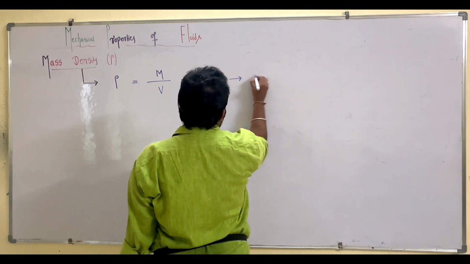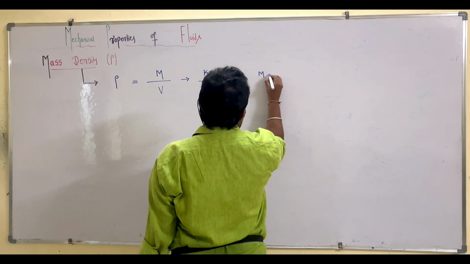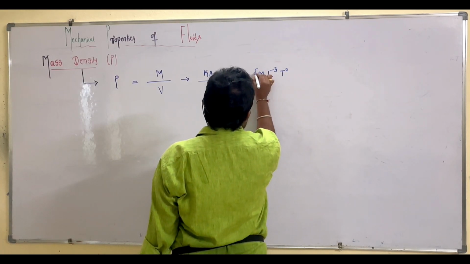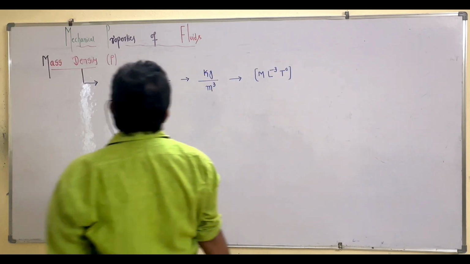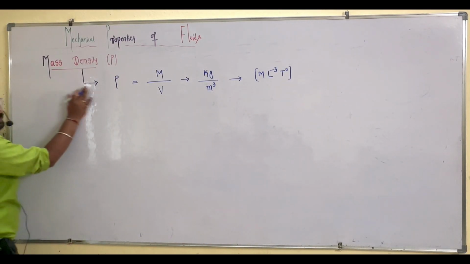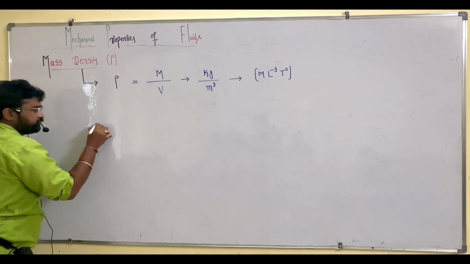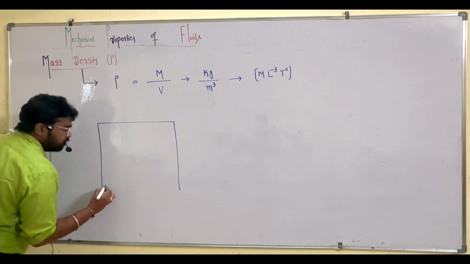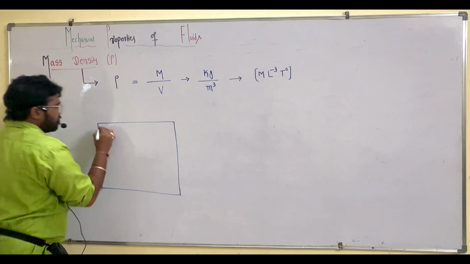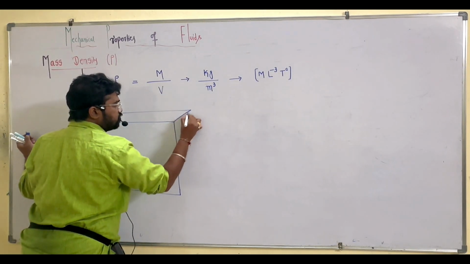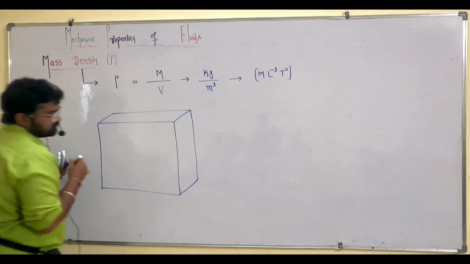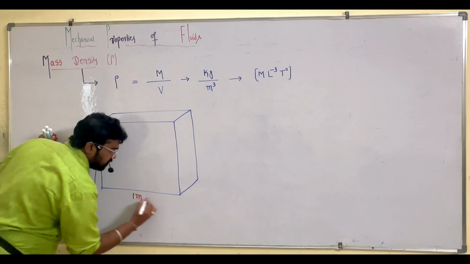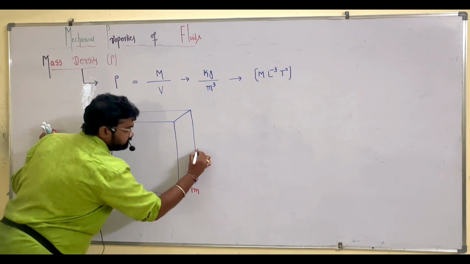What is the dimensional formula? M power 1, L power minus 3, T power 0. This is the dimensional formula. So how to calculate the density of the fluid? First we need to take a 1 meter cube volume cube. So here this is 1 meter, 1 meter, 1 meter.